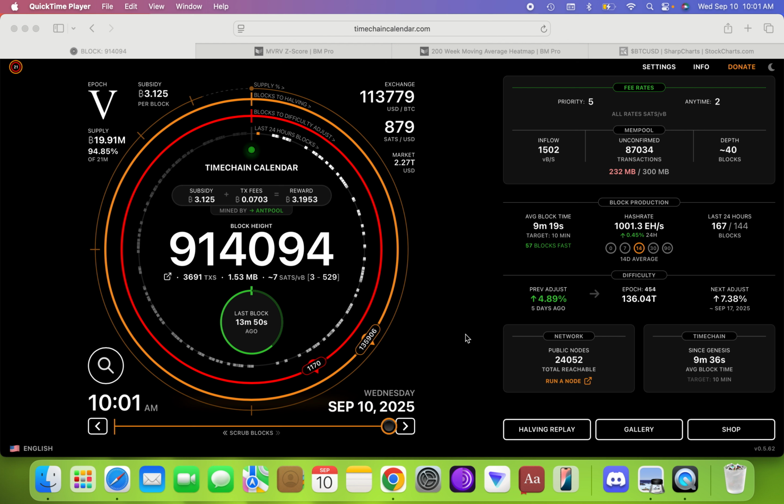So today is September 10th, 2025. We're on block height 914,094. Bitcoin's price to USD is currently at $113,783 per Bitcoin, and $1 gets you 879 sats. And we're at a $2.27 trillion market cap.